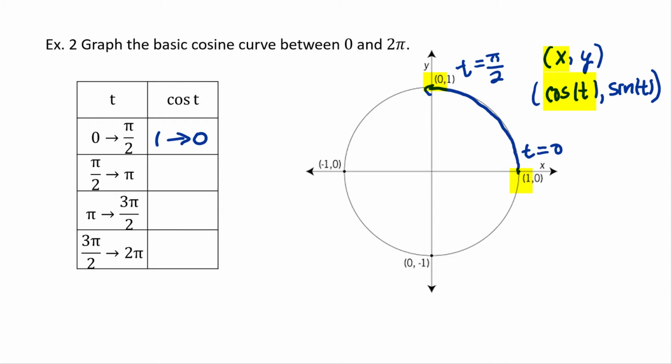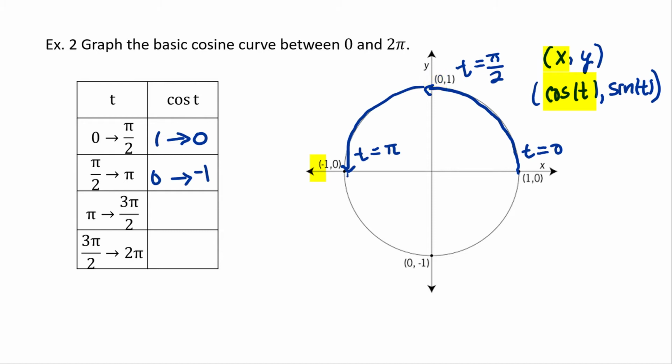Keep traversing, so we go from pi over 2 to halfway around the circle. That would be t equals pi. The x value, which corresponds to the cosine for pi over 2, is 0. The cosine of pi, so we'll start at 0 for pi over 2, and the cosine of pi is -1.